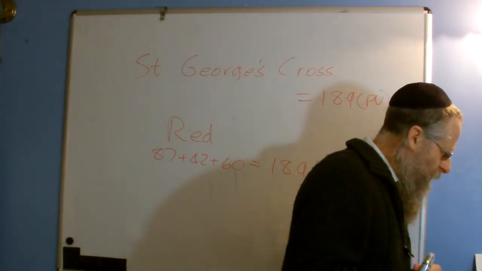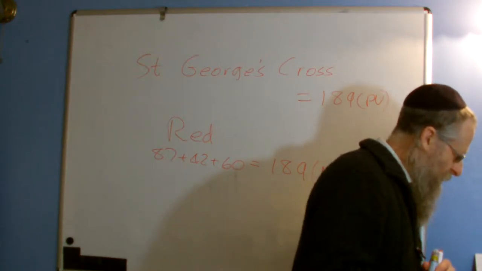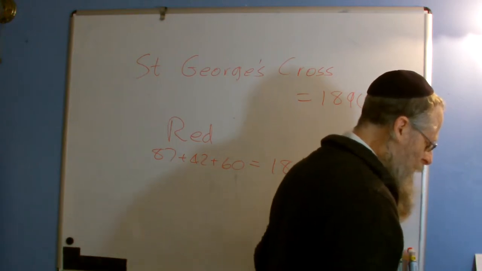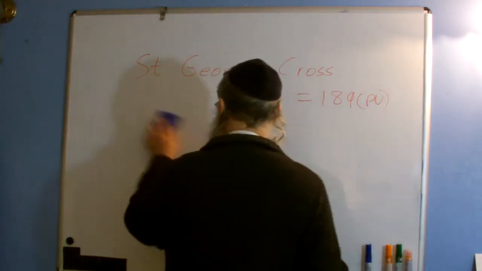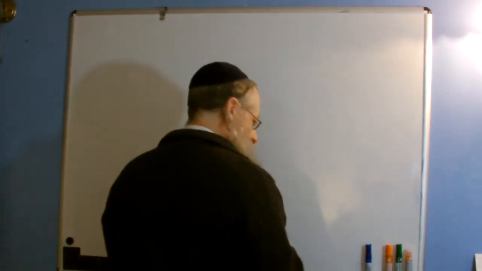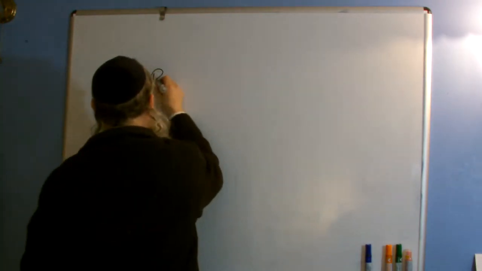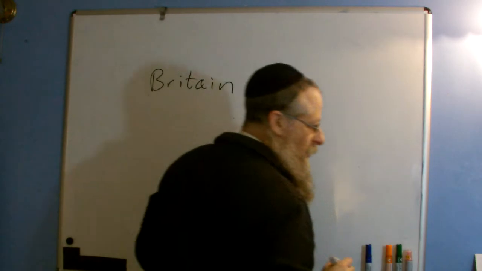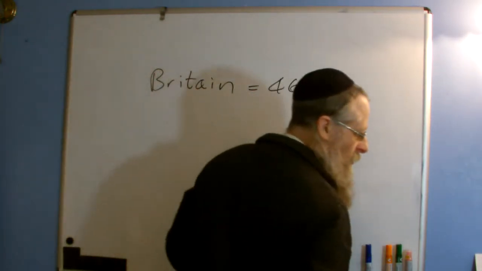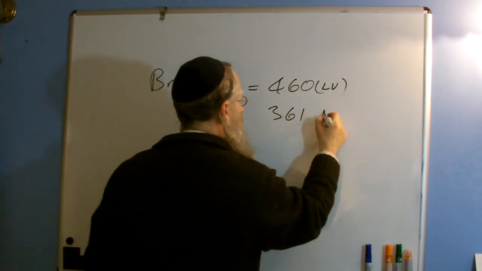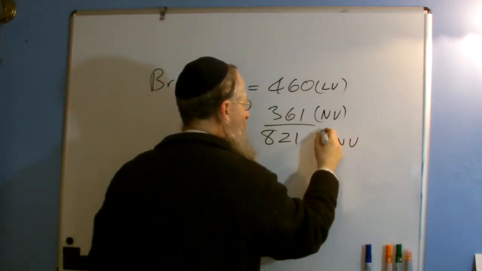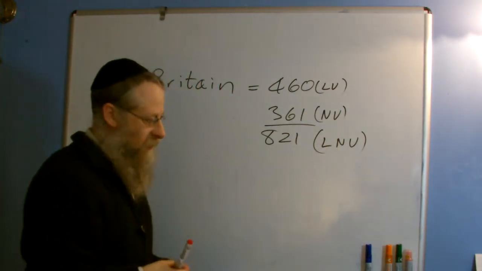Okay, now we come to Britain. This is just an interesting side. We'll actually see the significance of this a bit later. We're going to look at the word Britain. Now we're going to use two values here. Here's the word Britain, and we're going to use the large value, 460, and we're going to use the normal value, which is 361. We add that together, we get 821. I call that the LNV value. It's just a combination of the two. Can't give a special name to every system.